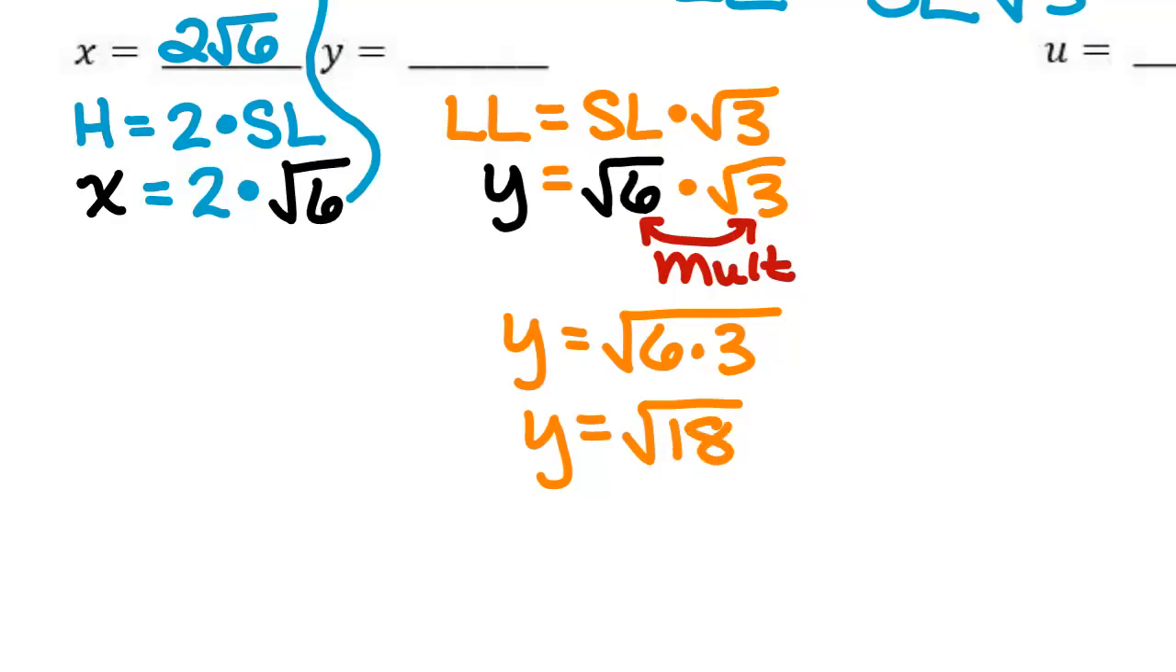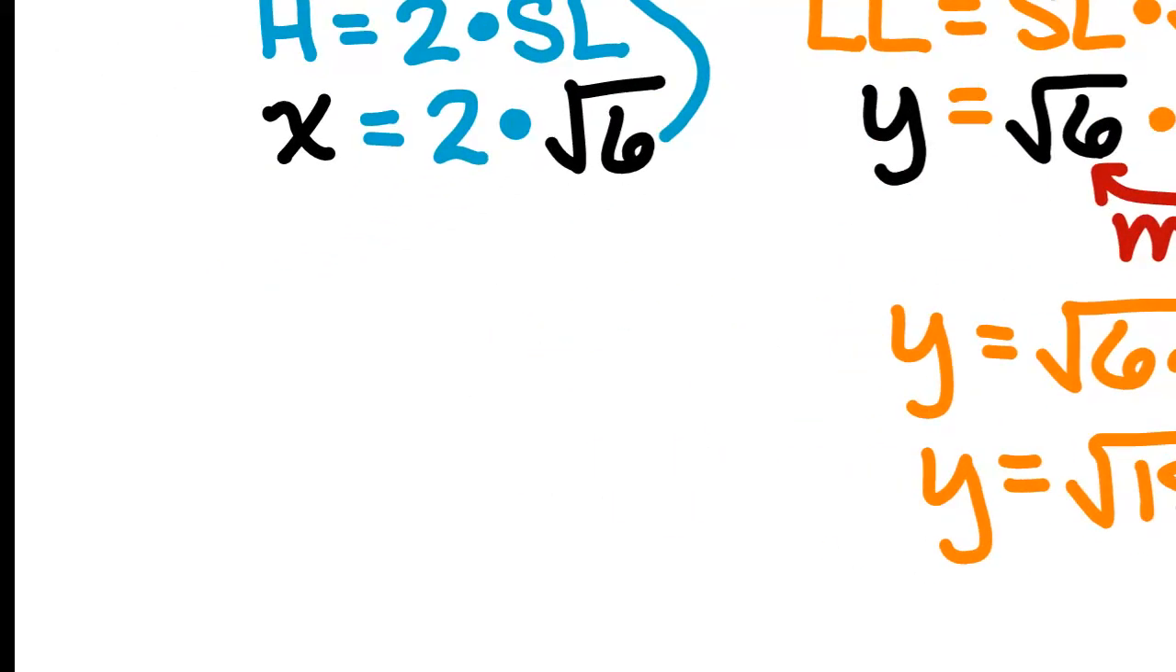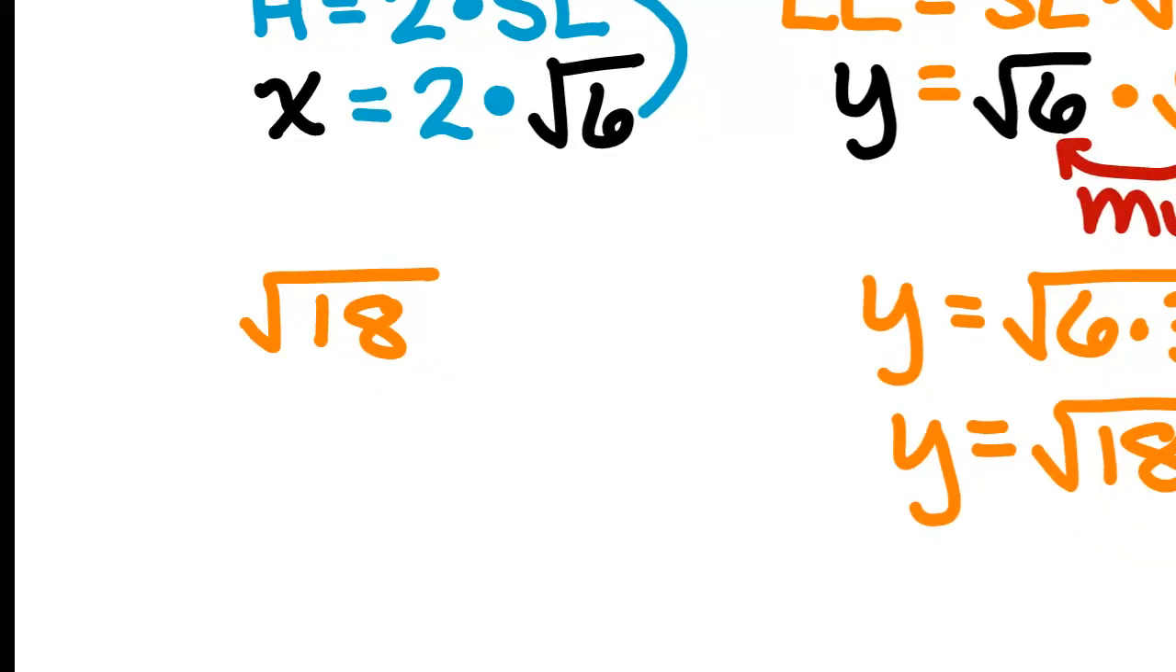So y is the square root of 18, but I have to know whether or not I can simplify that anymore. So we're going to need to try to simplify the square root of 18. I'm going to bring that over here, square root of 18. What numbers will go into 18? 2 and 9. So instead of square root of 18, underneath here I could have 9 times 2, or 2 times 9. It doesn't matter the order I put it in.